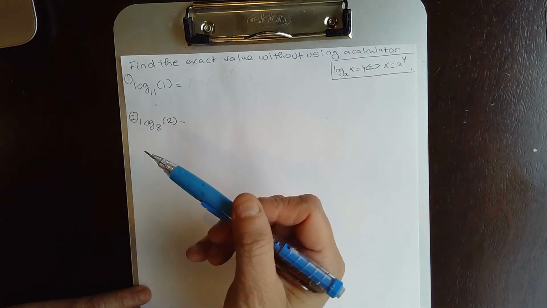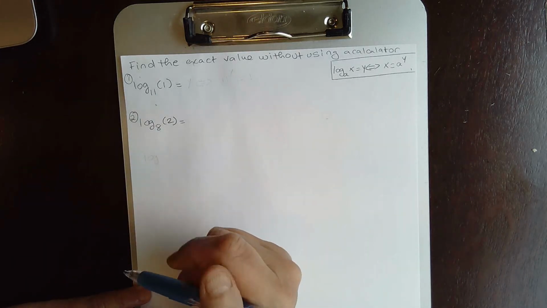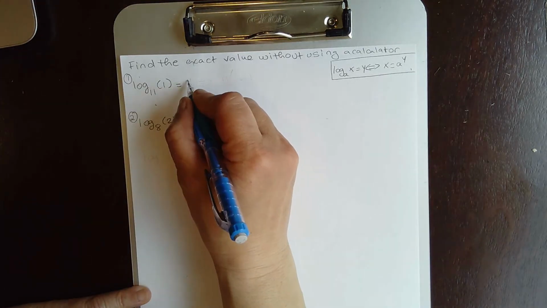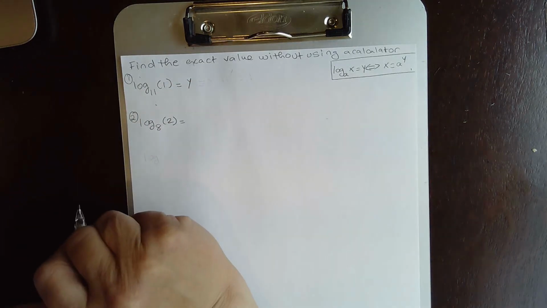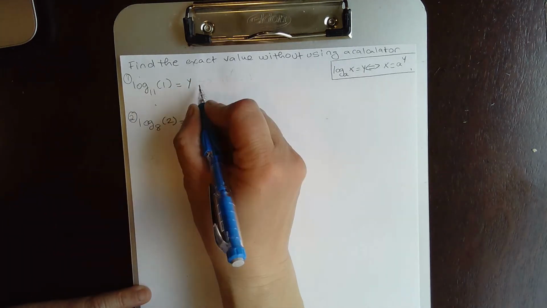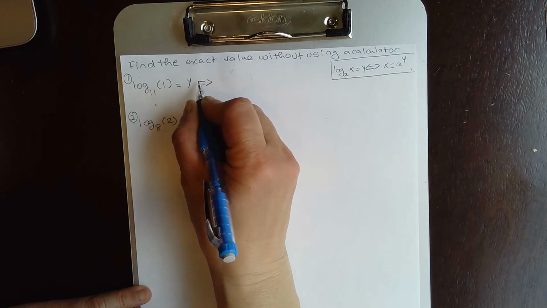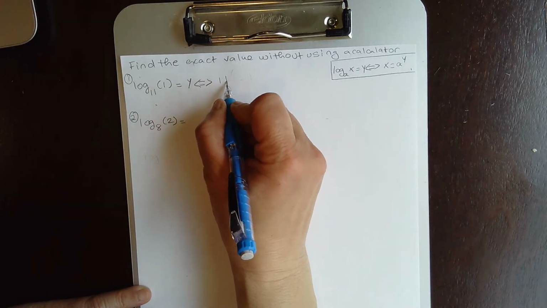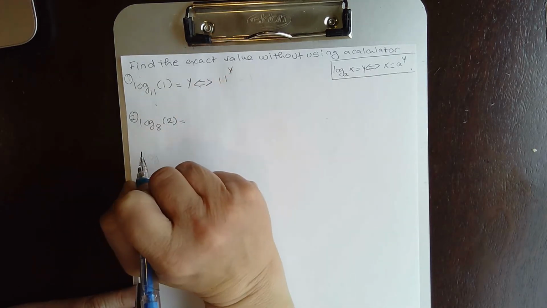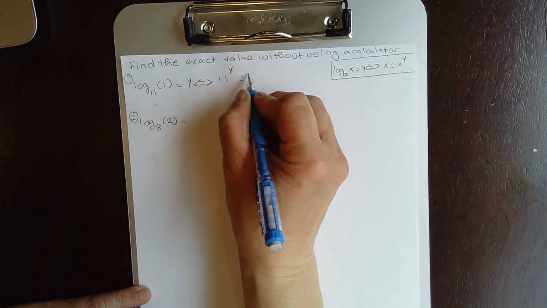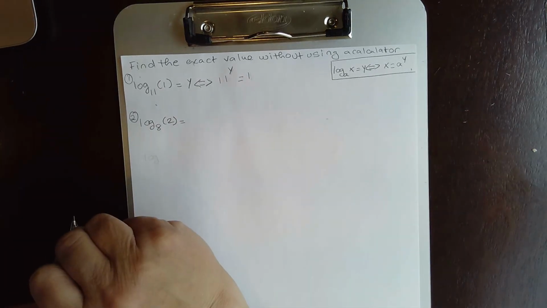You can name it any variable if you want, but since the exponent is y here, let's set it equal to y. And this is equivalent, in exponential form, to 11 raised to the y power equal to 1. Now, what would y equal to?